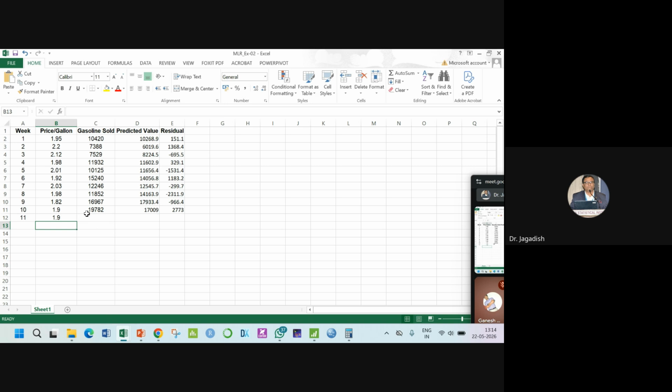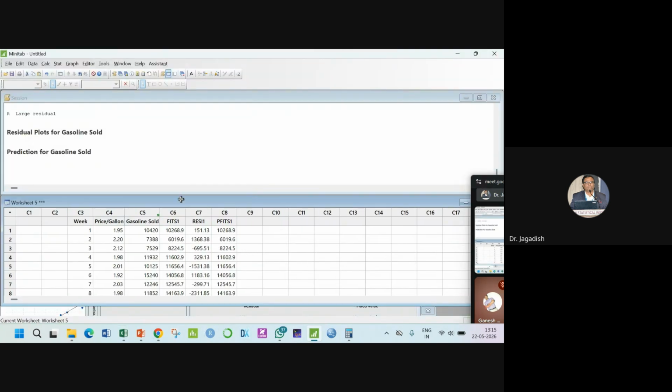That particular person will get to know, okay, next week I need to keep this many gallons of gasoline, so that expectedly that much selling will happen. So that way we can predict. Let us say we predict for the 11th week at a 1.9 price per gallon, how many gallons will be sold. We can do that in the prediction also.